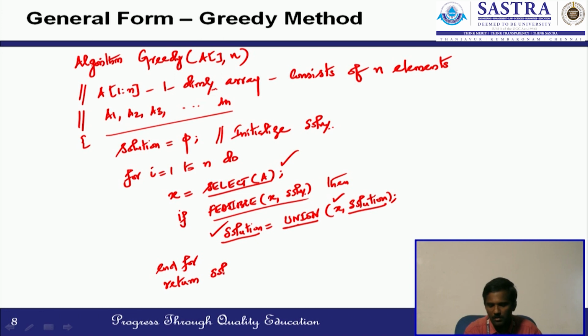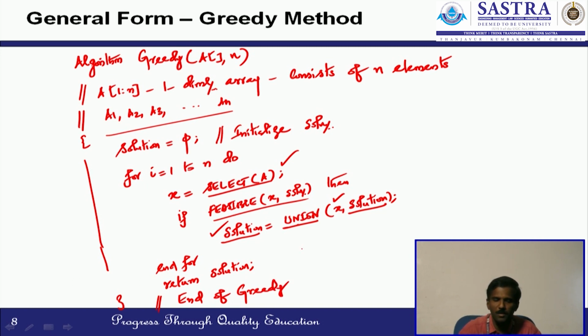Return solution. Closing curly brace here. This is the end of the greedy method. End of a greedy method. So this is the general structure of a greedy method.